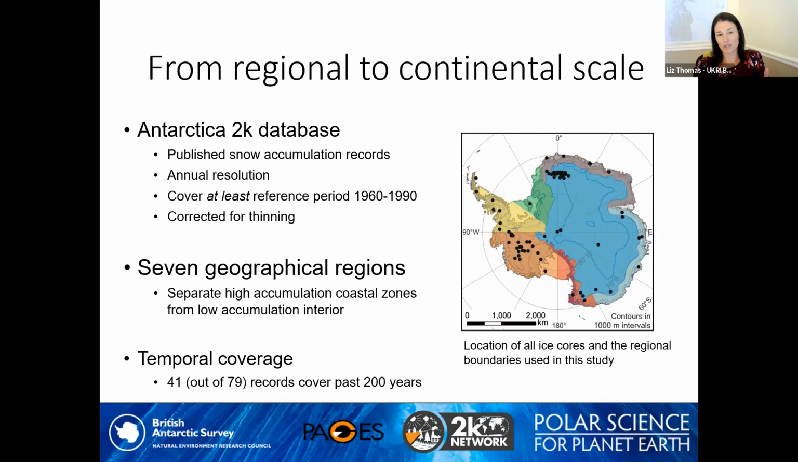And just a little note on the time span for a lot of these. So although we had these 79 records, some of them go back over 1,000 years, but only 49 of these actually cover the past 200 years. So there's a bit of a limitation in what we can do. But we took each of these records and we produced regional composites, and we were actually able to then weight them for the different area and then convert them from snow accumulation to surface mass balance by using the data from the regional climate model. So we used RACMO for this.